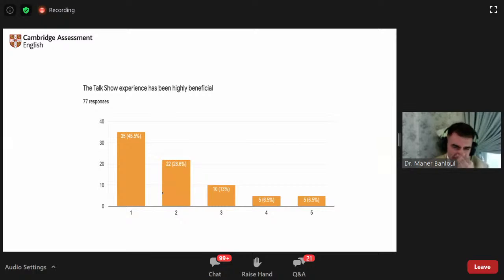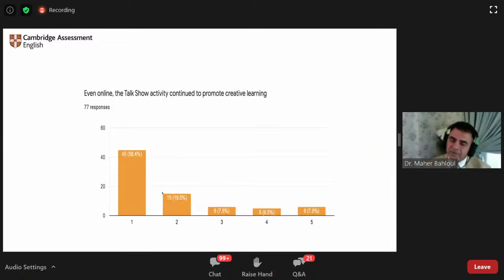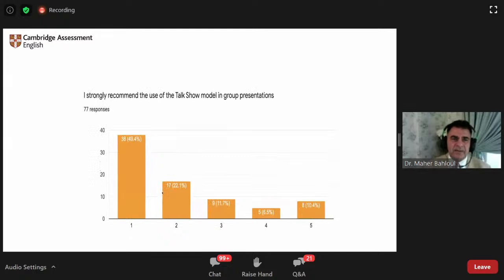when you put them together. Of course, you will always have 5 to 10% of students who resist the change, who show a little bit of disengagement, but the majority engage well. Even online, the talk show activity continued to promote creative learning. You can see the results are quite encouraging.